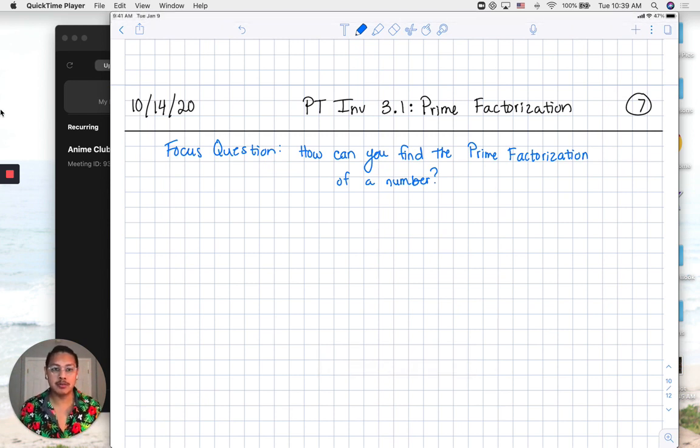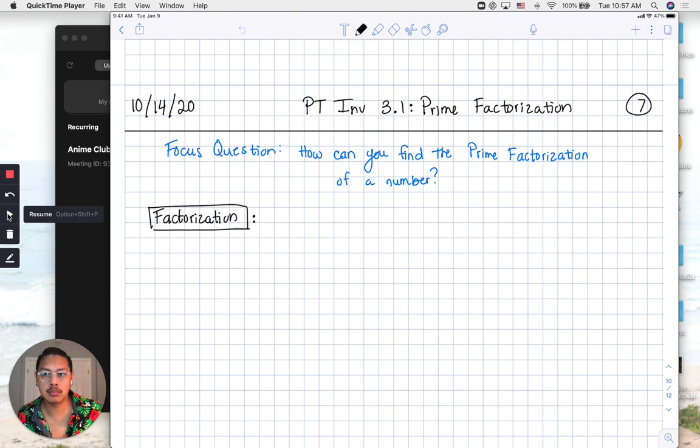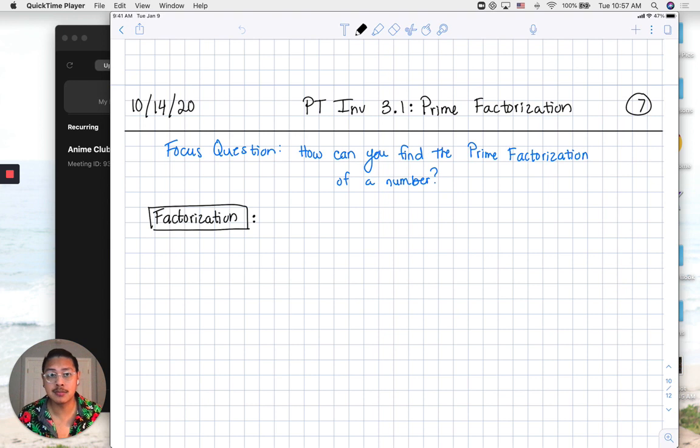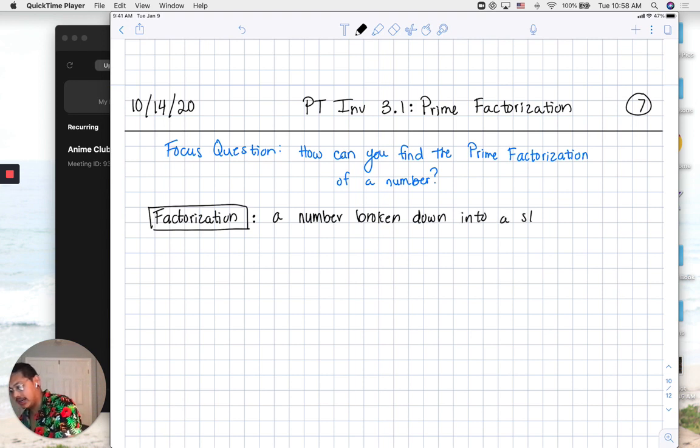Now, before I show you how, let's talk about some key vocab words that are going to help us today. The first word we're going to talk about is factorization. What does it mean to factorize a number? What does it mean to find the factorization of a number? This is different than prime factorization, but factorization is just a number broken down into a string of factors.